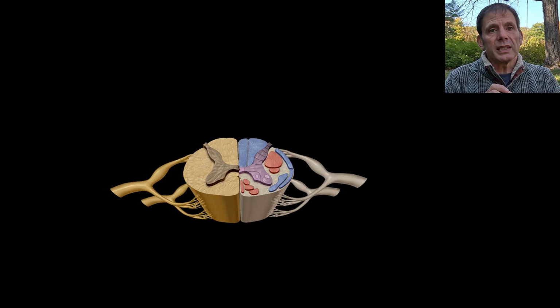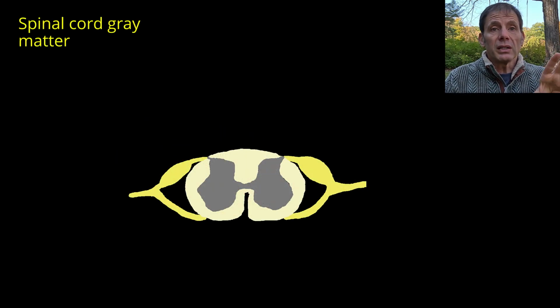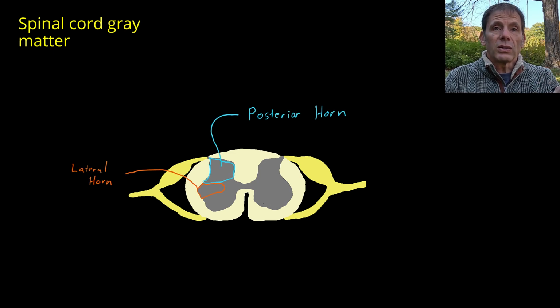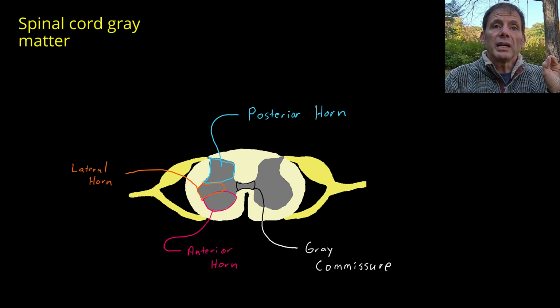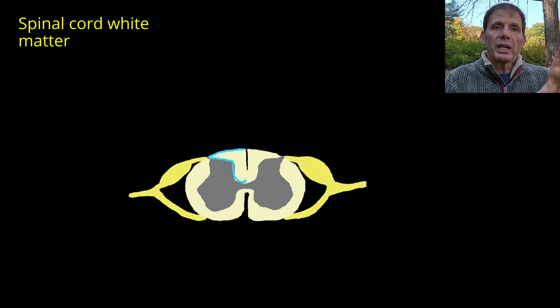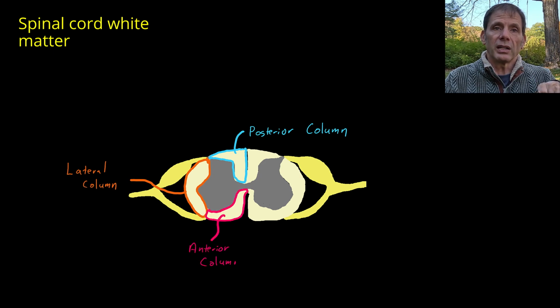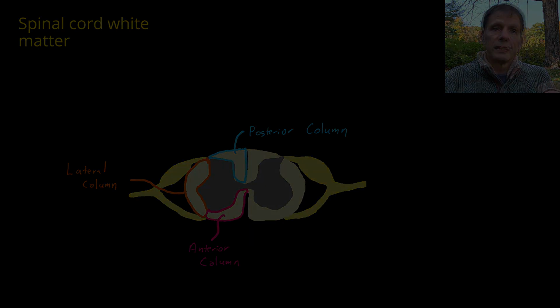When we look at the cross-section, you can see gray matter that looks roughly like a butterfly, surrounded by white matter. The gray matter on both the left and right sides has a posterior gray horn, lateral horn, and anterior horn. Between the horns, we see a structure called the gray commissure and a central canal, which is filled with cerebrospinal fluid. The white matter can be divided into a posterior column, lateral column, and anterior column. You may hear a white column referred to as a funiculus.